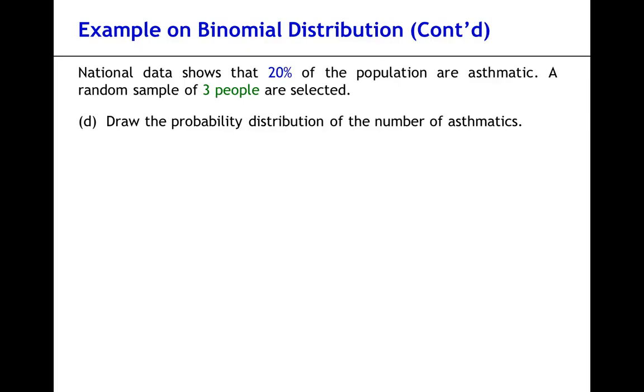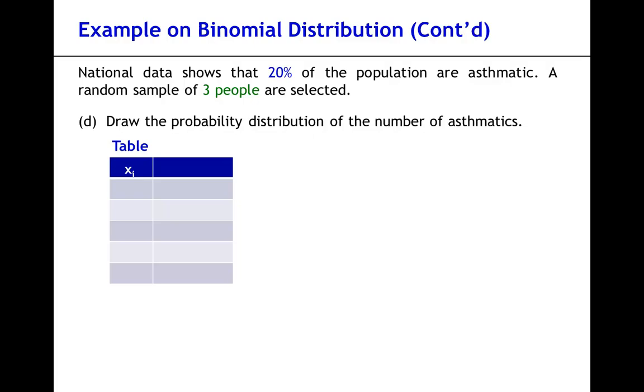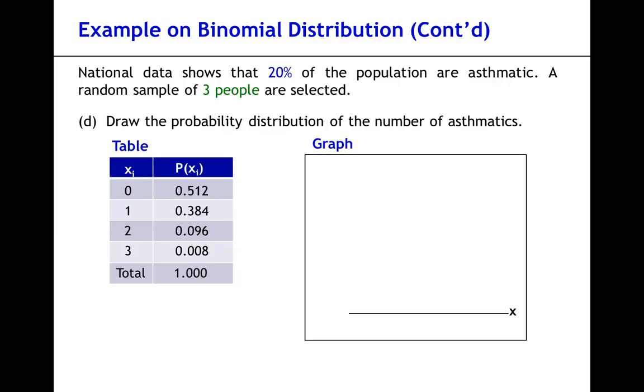In part D, we are asked to draw the probability distribution. To do that, we first tabulate all the different possibilities for x from 0, 1, 2 to 3. From part B, we have already found the probability for each of the x's. So just tabulate them and check that everything adds up to 1, which is the maximum probability. Once that is in place, plot the number of asthmatics on the x-axis and plot the probability on the y-axis.